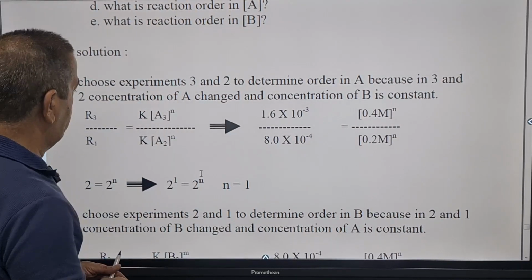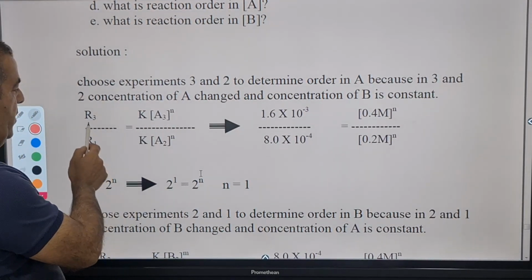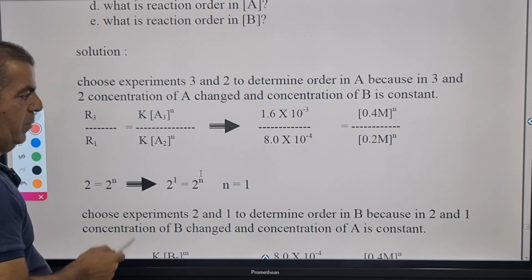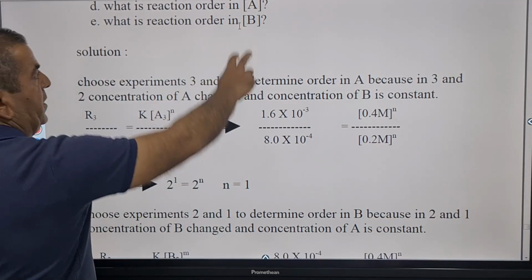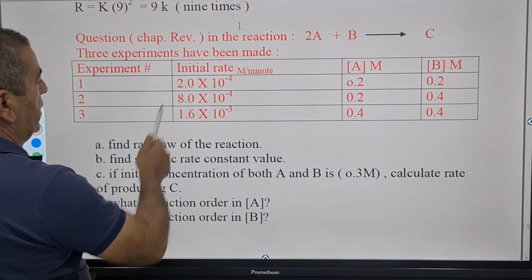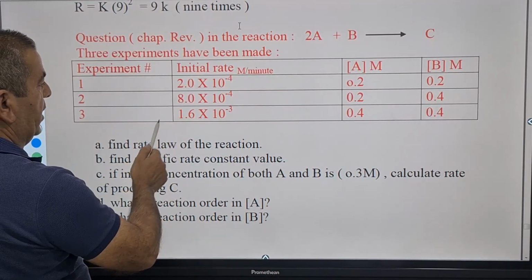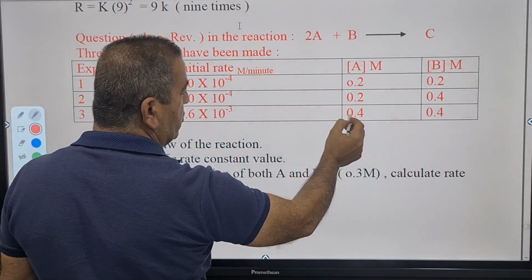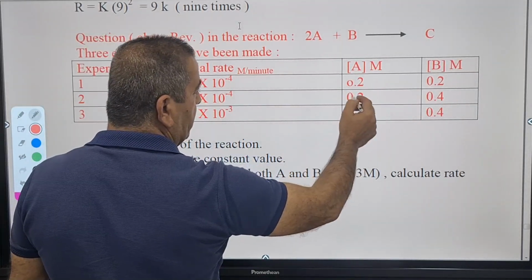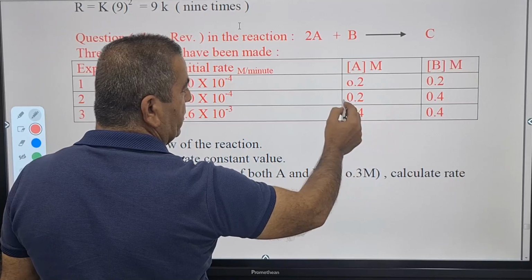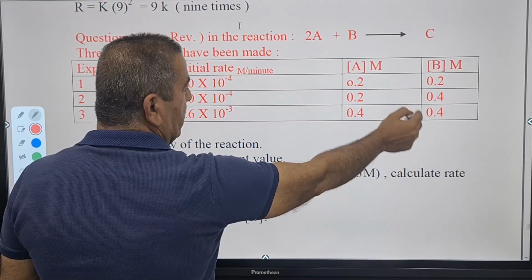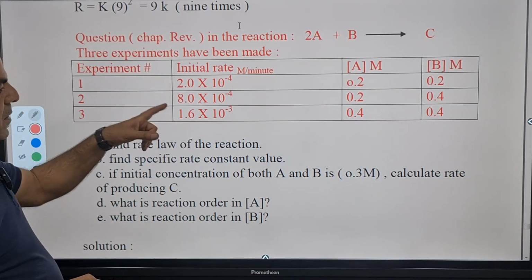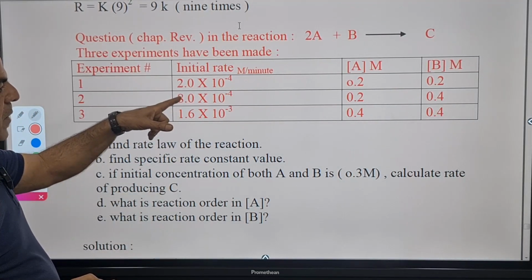We're going to choose 2 experiments, experiment 3 and 1, in order to find the order of A. Why? Because in experiments 3 and 1, here we have A changed. I will have here 2 and 3, sorry. This is constant and this is changed. So we're going to divide what? Divide 3 by what? By 2.